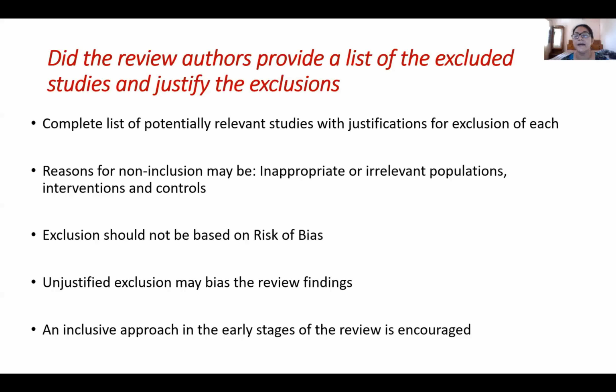Unjustified exclusion may bias the review findings. So if the review authors have excluded many studies in an unjustified manner, without proper justification, then this may also result in bias in the results of the reviews. An inclusive approach in the early stages of the review is encouraged. So in the early stage of the review, we always encourage an inclusive approach. We should include as many appropriate and relevant studies as are present.